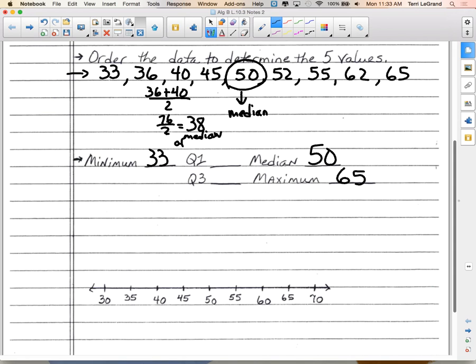of the lower half. And I want you to put this in your notes. Median of the lower half. The median of the lower half is our quartile 1 value. So our quartile 1 value is 38.